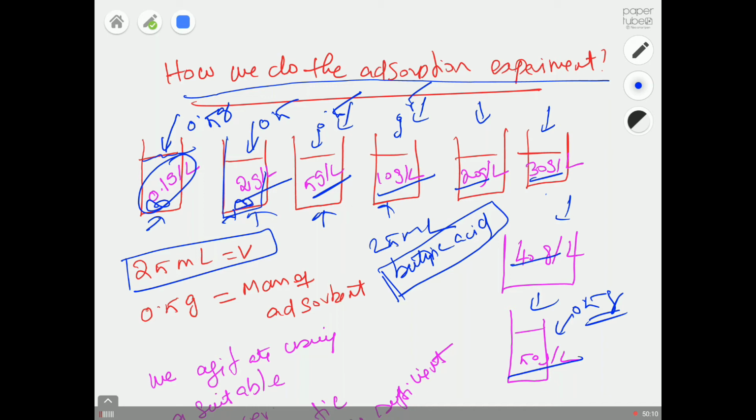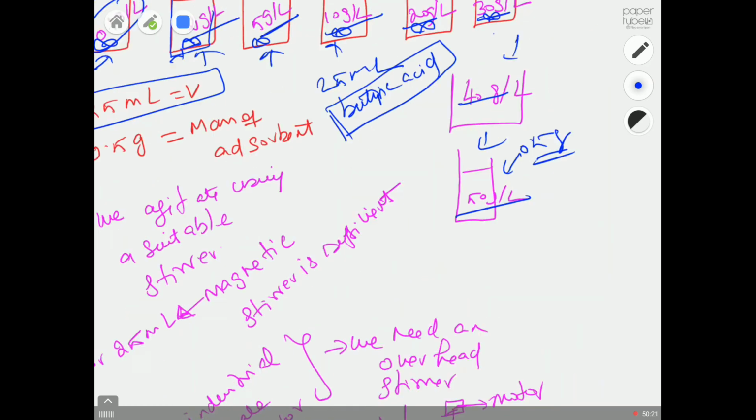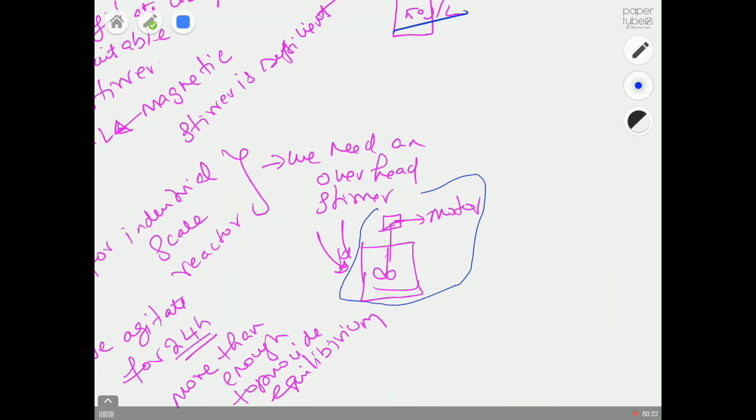For 25 ml we can use a simple magnetic stirrer. For industrial scale reactors, we have to go for some overhead stirrer. So an overhead stirrer looks something like this one. I showed it here. So you have an impeller, and then you have some motor on the top that rotates your impeller. So this is how it looks in a typical industrial scale adsorber.